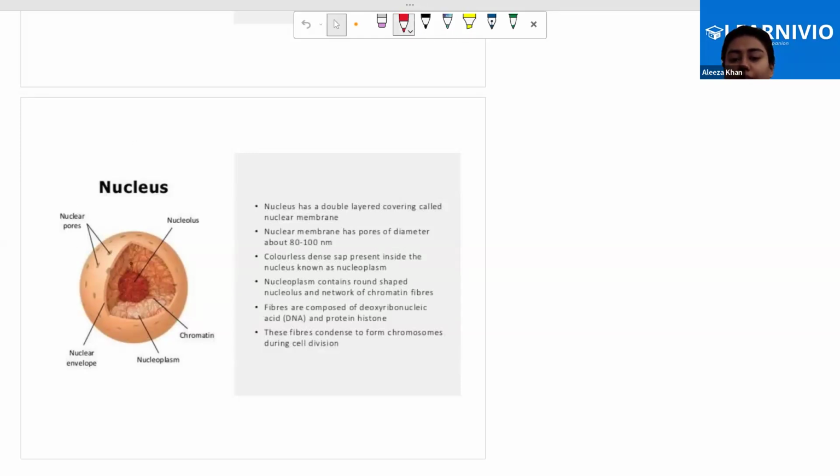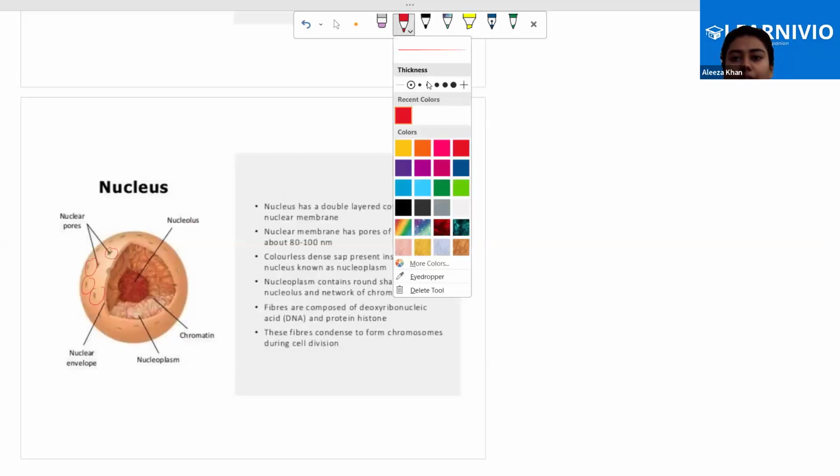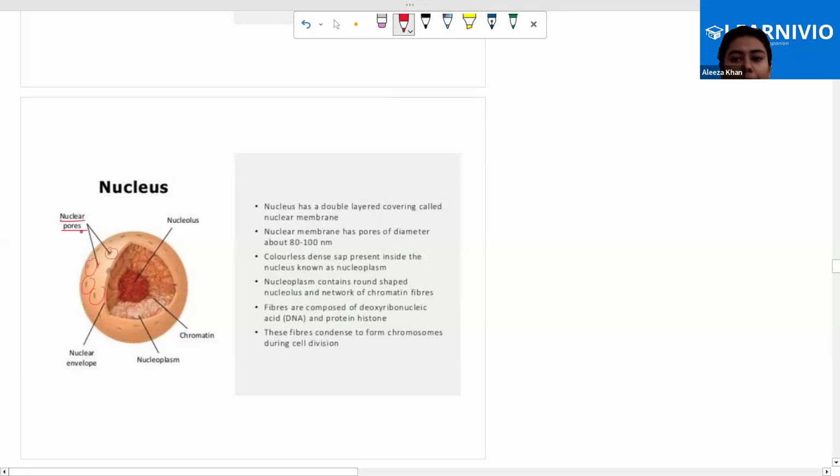Fine. Okay, so if you can observe in this image, there are the pores on the surface of the nucleus. These pores are known as the nuclear pores. Fine. Now, within the nucleus, there is a central part. This central part is known as the nucleolus. Then outside this nucleolus, you have the nucleoplasm. Nuclear envelope is there, which is covering the nucleus, and within the nuclear envelope, you have the nuclear pores.